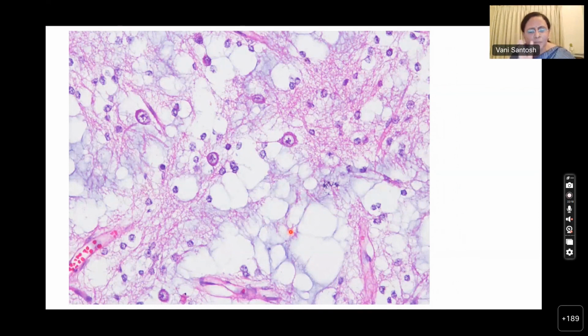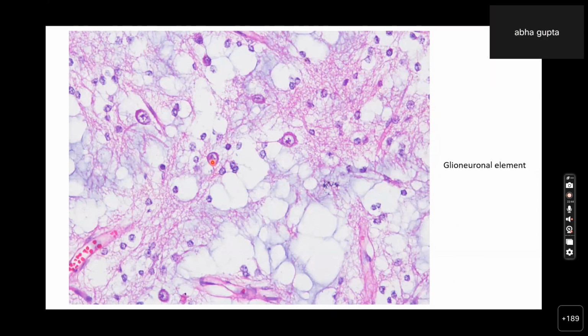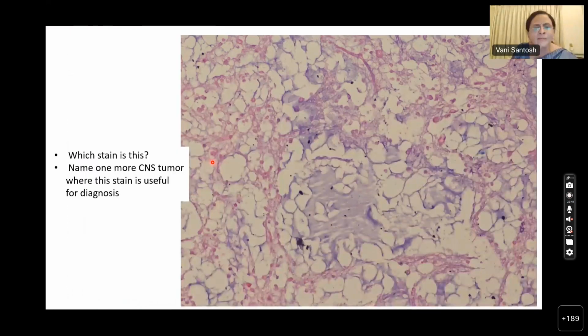You can see three important features. Please observe them in the gray matter. Multiple pale nodules. The nodules are composed of these microcystic spaces lined by small round cells. They're oligodendrocyte-like, but they're not true oligodendrocytic cells. And there are these floating neurons. There is no connection at all. Look at the neurons. They seem to be floating in the microcystic space. And this is the typical glioneuronal element.